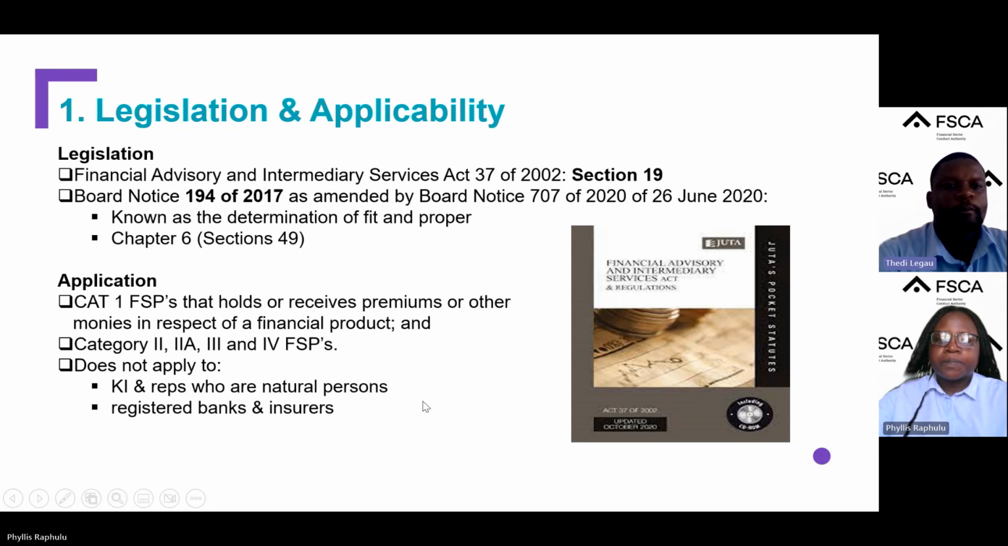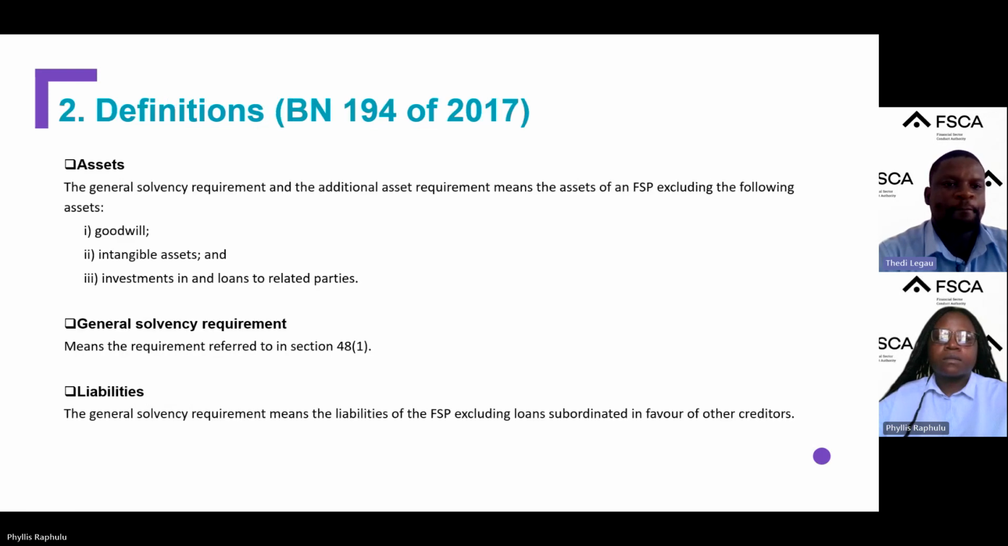Welcome, everyone. The discussion today will be based on Section 49 of Chapter 6 in terms of Board Notice 194. We will be looking at the general solvency requirement as well as the working capital requirement. This does not apply to key individuals as well as representatives who are natural persons, as well as registered banks and insurers. So we'll be going through some examples and the information pertaining to that aspect.